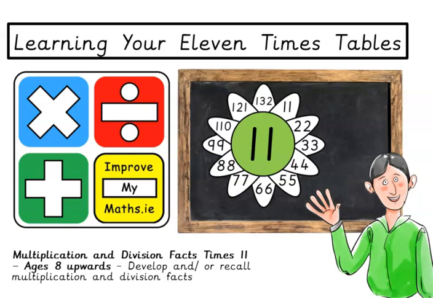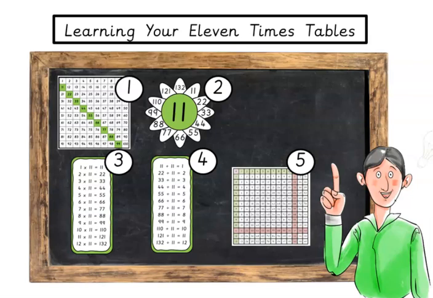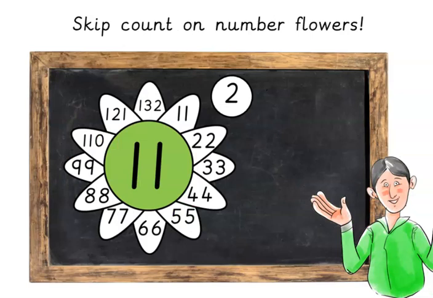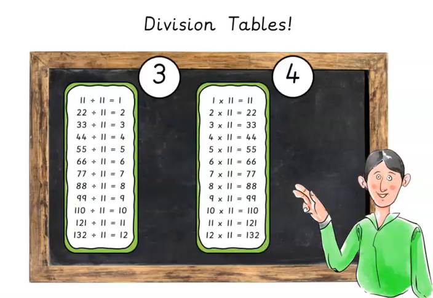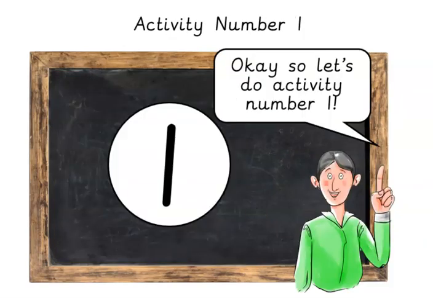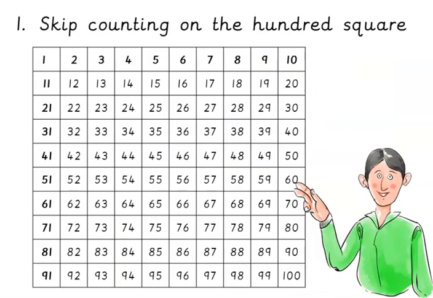In today's video we will be learning our 11 times and division tables. We're going to be doing 5 different activities. We're going to skip count on the 100 square, skip count on number of flowers, we're going to do our times tables, our division tables, and finally we're going to use a multiplication square. Okay, so let's do activity number 1.